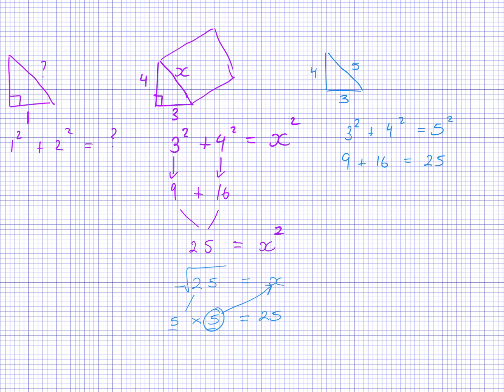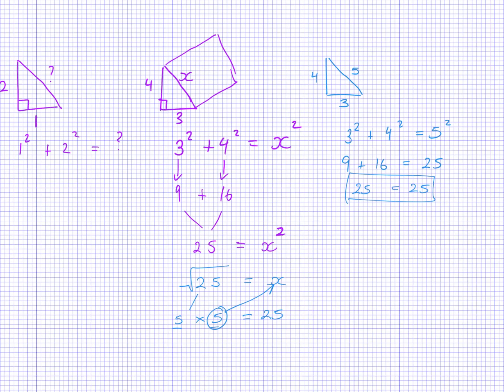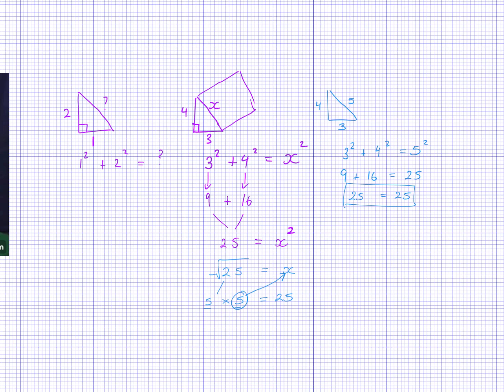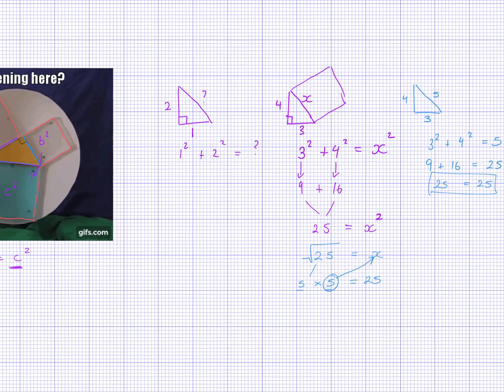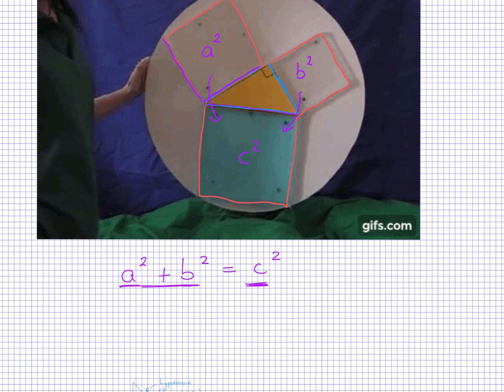Add those two on the left-hand side together, and I get 25 on both sides. And that shows me that I've done it correctly. Okay, so Pythagoras' theorem can help us work out the length of the sides. The only thing we need to know is that in this theorem, A and B are called the legs of the triangle. C is the hypotenuse, and that is always the longest side.